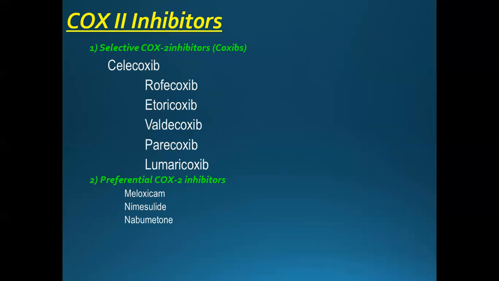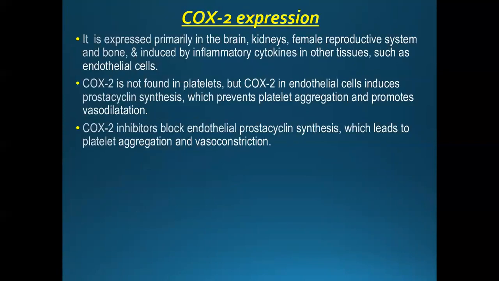Now, what are the COX-2 inhibitors? We have selective COX-2 inhibitors, the coxibs. Celecoxib and rofecoxib, Celecoxib is the prototype drug, and these are the other drugs included in the group. Then we have preferential COX-2 inhibitors: meloxicam, nimesulide, and nabumetone. COX-2 expression means where it is located.